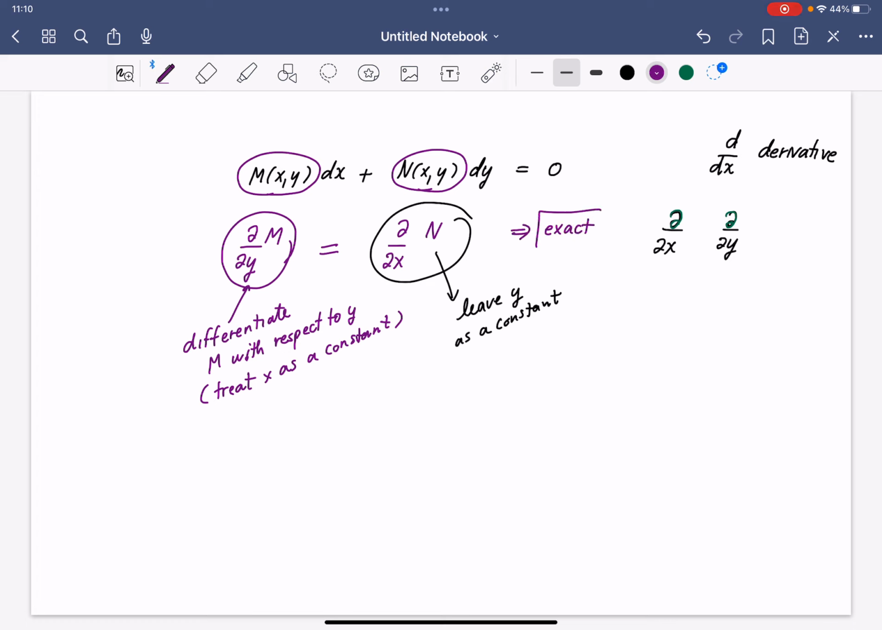Once it is an exact differential equation, we have a way to solve it. Once you know that it is exact, it's guaranteed that the solution is f(x,y) equal to c.